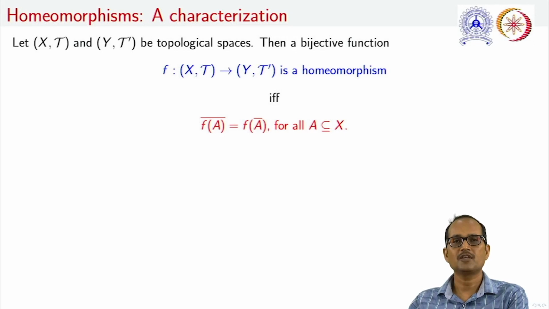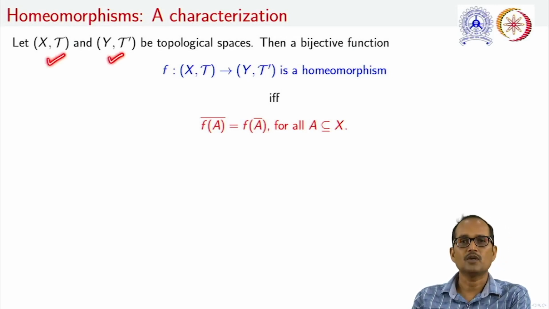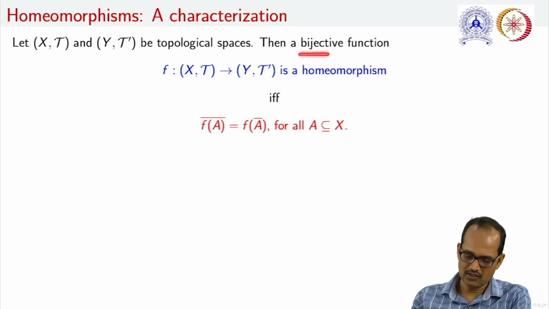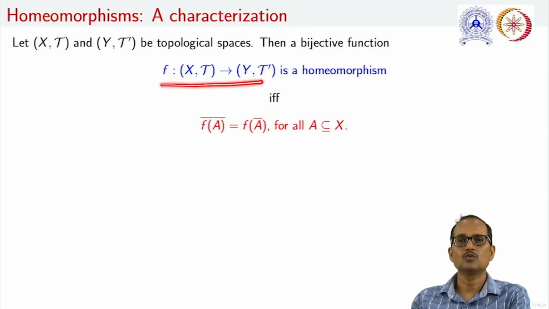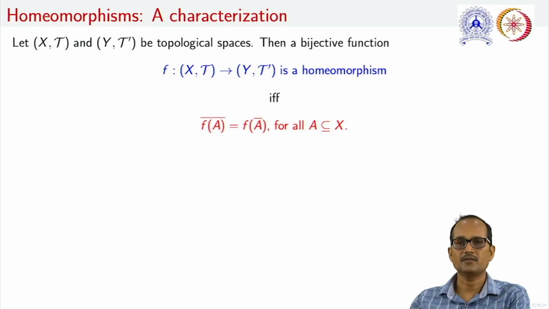Also, we have seen the characterization of closed function in terms of closure. It is natural that by combining these two, we can characterize homeomorphism in terms of closure. Answer is yes, and given here. If we have two topological spaces (X, tau) and (Y, tau'), and let us take a bijective function, then a function f from (X, tau) to (Y, tau') is a homeomorphism if and only if closure of f(A) is equal to f of closure of A for all A subset of X.